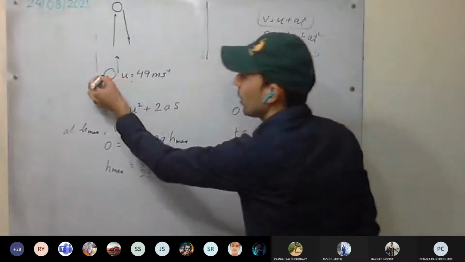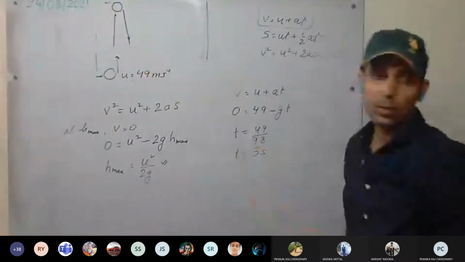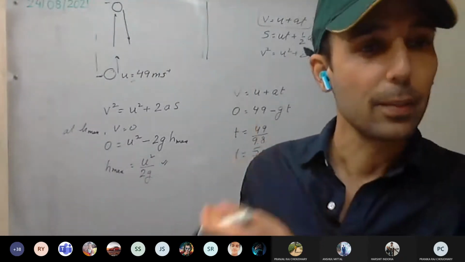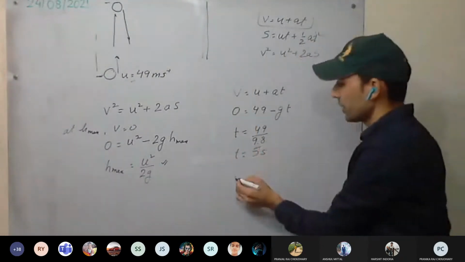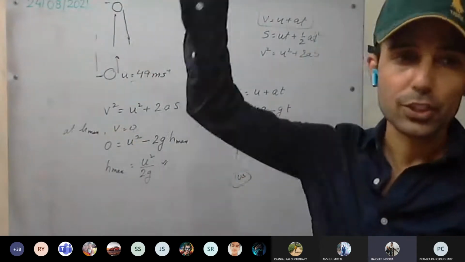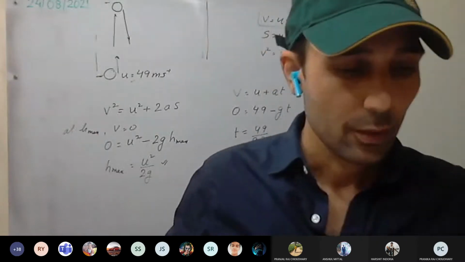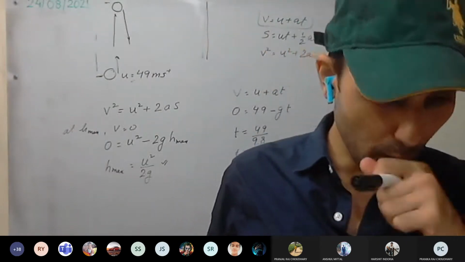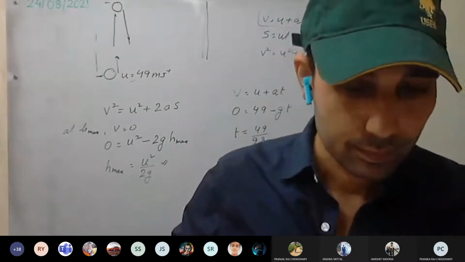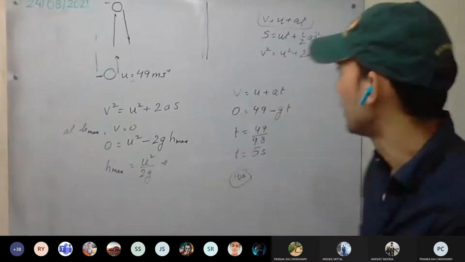So this is from this position to the h max. So the total time taken by the ball to come back and reach the ground again, double it. 5 plus 5, 10 seconds. 5 seconds to reach the top, and coming back again, it takes 5 seconds. Okay, everyone try the 18th one. 18th one is very easy.